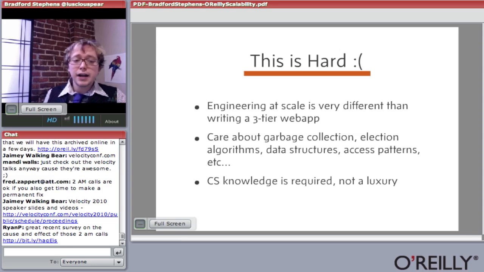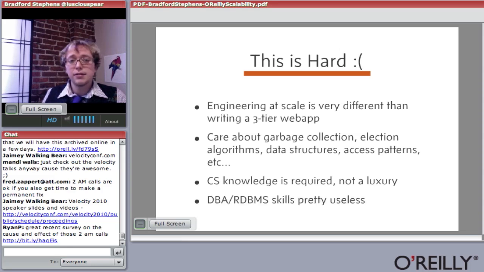And, computer science knowledge is really required. It's not quite a luxury. A lot of times, these things you mentioned above are covered in your computer science classes, and you don't have to have a computer science degree to build these kinds of systems, but you'll certainly have to know your basic data structures and understand how to tune your JVM and why it needs to be tuned. So, when you're looking at people to hire or you're looking at people to build these, you should really test for these computer science fundamentals.